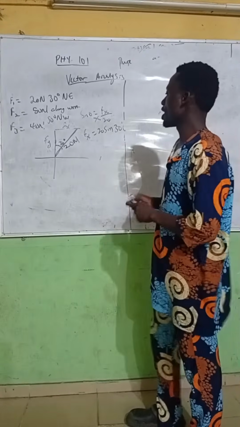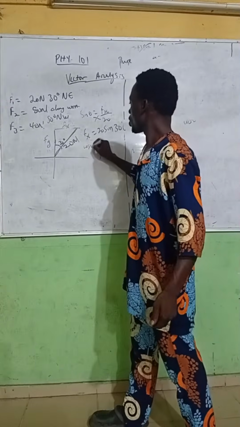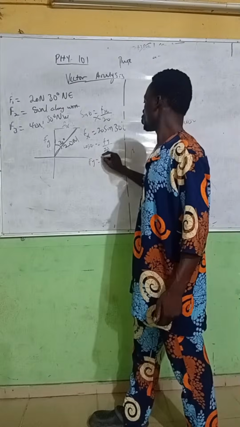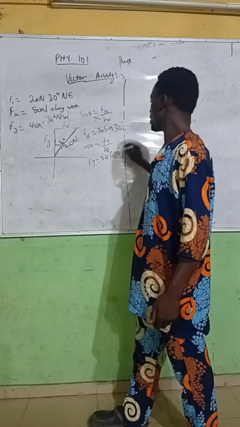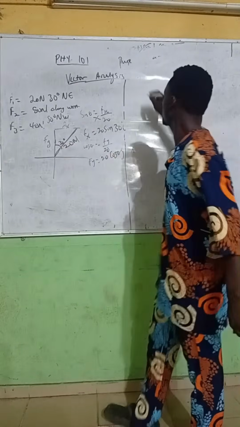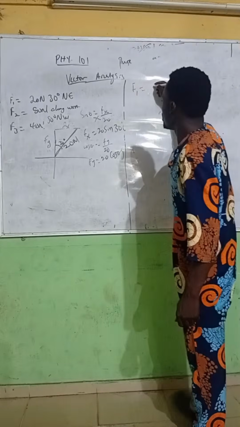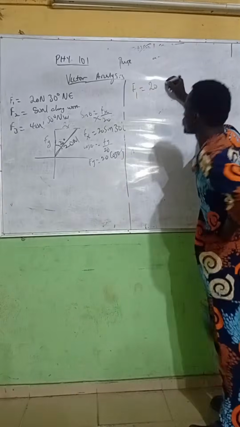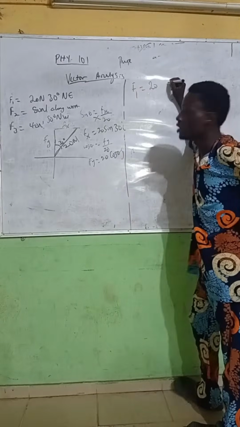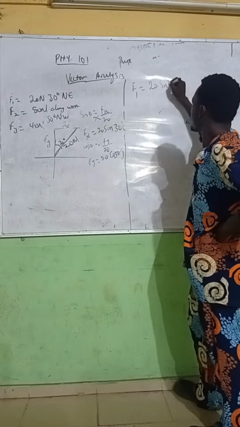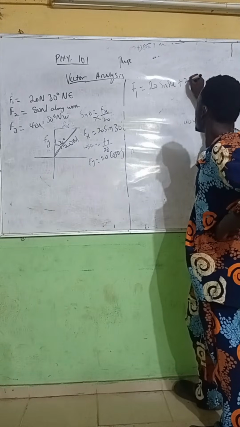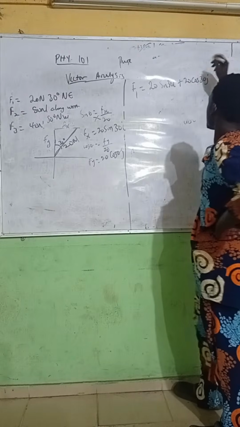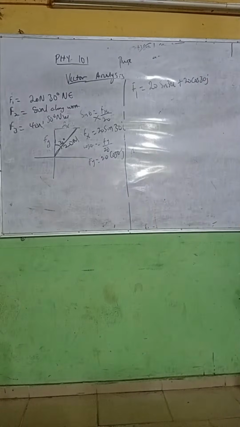Now for our Fy, it's adjacent. Cos theta equals to what? Fy over 20. So Fy equals to what? 20 cos 30. It's on the y-axis, that's what? j. So our F1 equals Fx plus Fy, which is 20 sin 30 i plus 20 cos 30 j. Are we together?